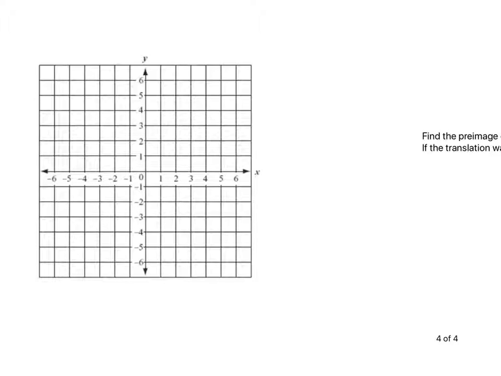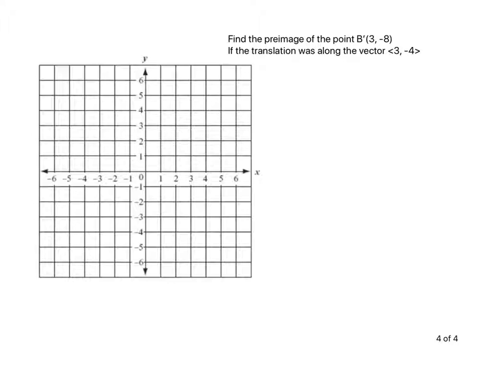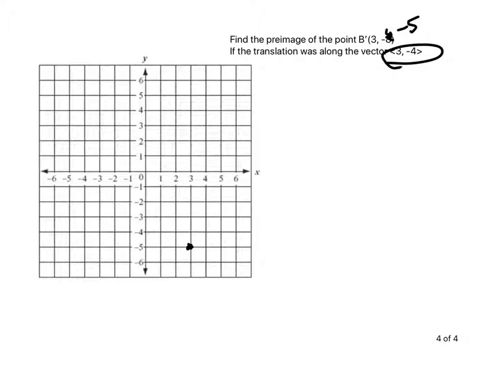All right, so let's look at an example where we have to find the pre-image of a point, and I'm actually going to change this point to -5. Oh, it's not letting me. All right, so let's just change it here. We're going to change this to negative 5, and we'll keep the same translation vector. So this point is 3, negative 5. Let's plot that first, and I want to find the pre-image. So this is the image after this translation of 3, negative 4.